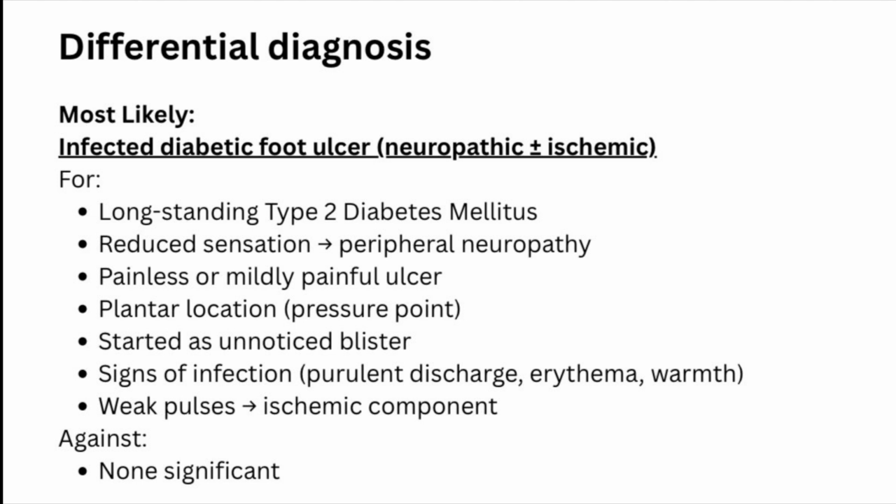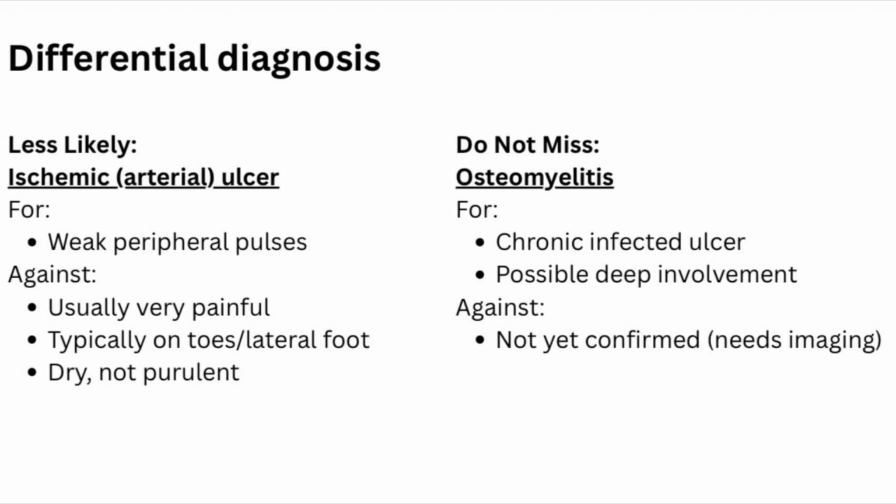Additionally, weak pulses suggest an underlying ischemic component. A less likely diagnosis would be an ischemic arterial ulcer. Although the patient has weak pulses, arterial ulcers are typically very painful, occur in different locations such as the toes or lateral foot, and are usually dry rather than purulent.